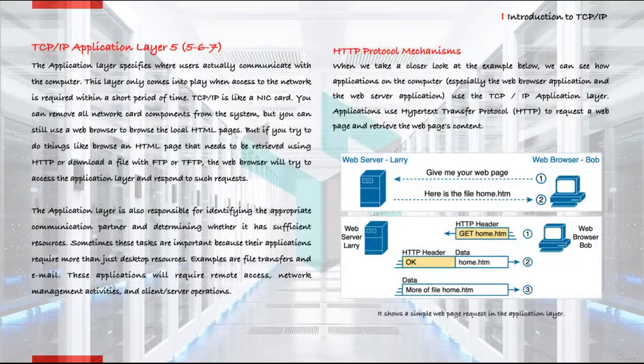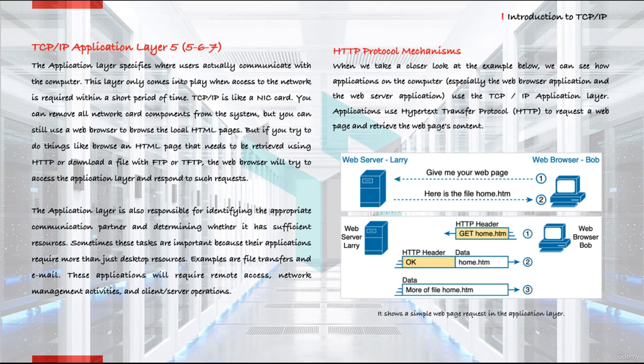On this page, let's talk about the application layer in TCP/IP, layer 5, where users actually communicate with the computer. This layer is activated only when there needs to be access to the network in a short period of time. TCP/IP, it's like a network interface card. You can remove all of the network card components from the system, but you can still use a web browser to browse local HTML pages.